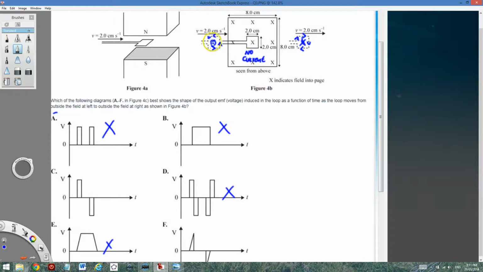the loop moves at constant speed, 2 centimeters per second. So the speed is the same. Remember the voltage is basically the change of magnetic flux over time. So the change of magnetic flux over time is the same, because the speed is the same. Thus, the voltage generated must be constant. However, in F, the voltage generated is different, meaning the rate of change is different. So C is going to be your final answer.